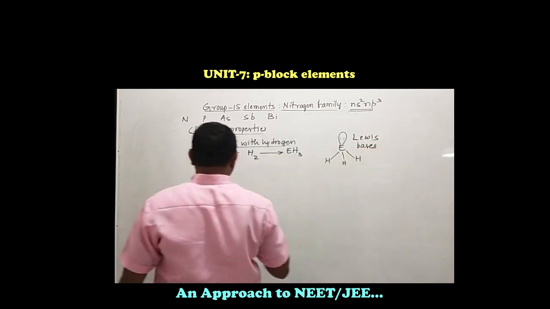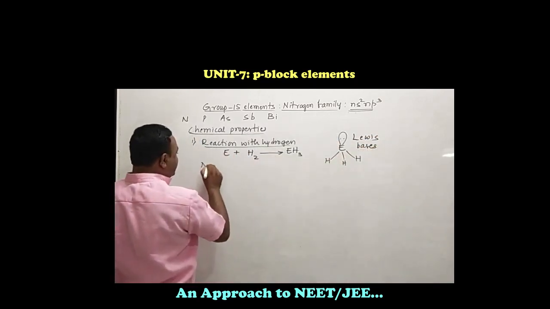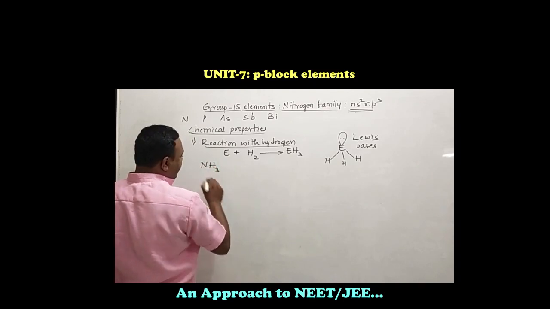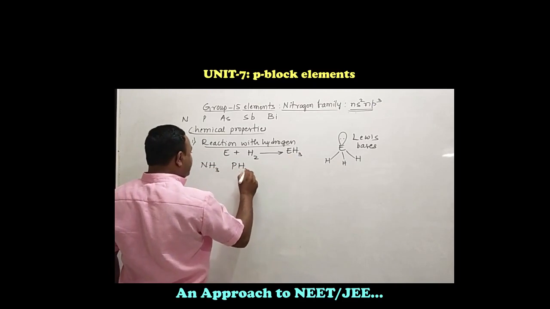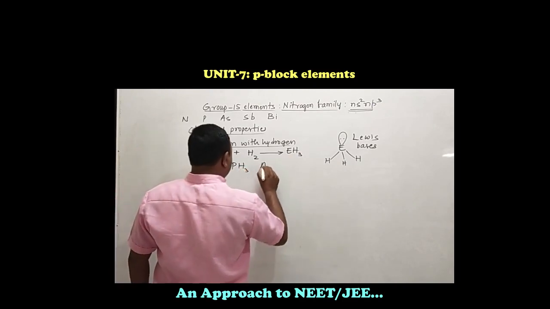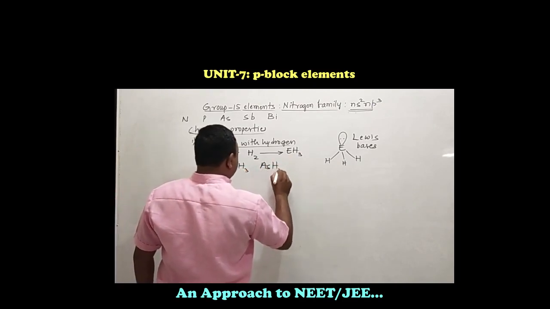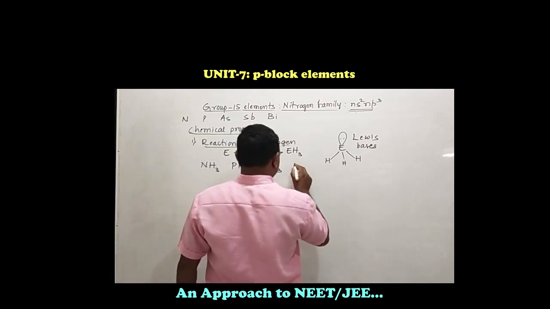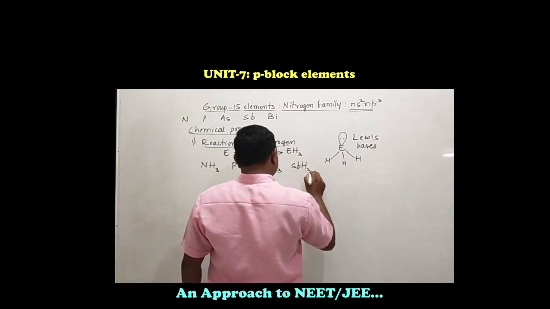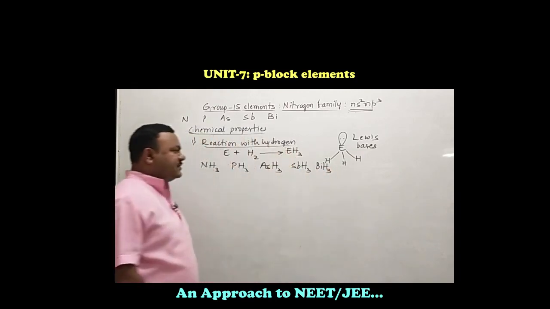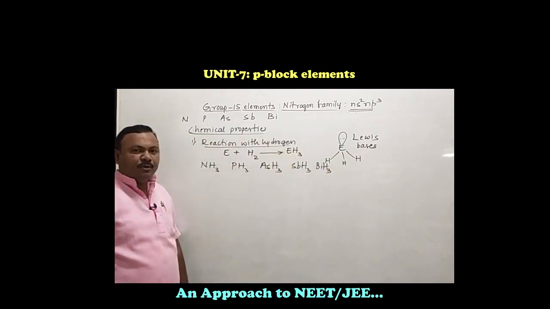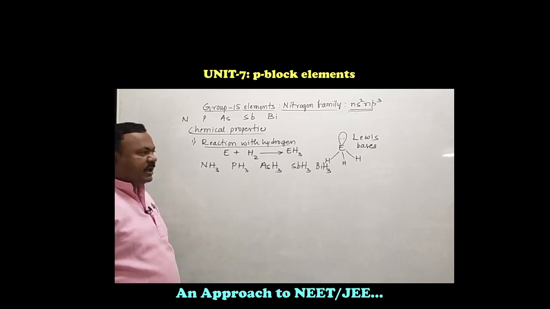Now see the compounds. In place of E, if I take N, I will be getting NH3, ammonia. Phosphorus is giving phosphine, arsine is formed by arsenic, antimony forms stibine, bismuthine is formed by bismuth. So these are the compounds we are getting from group 15 elements when they react with hydrogen.